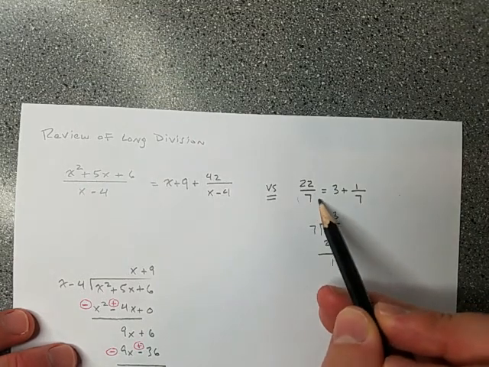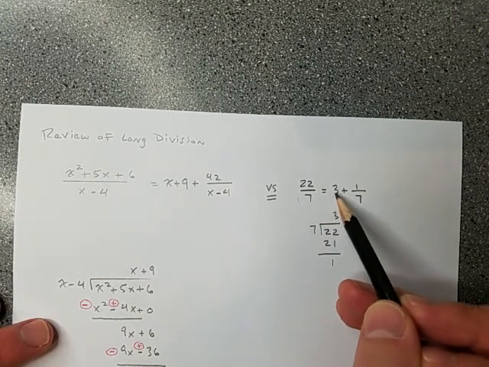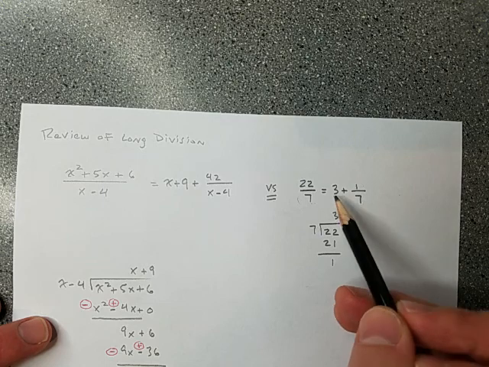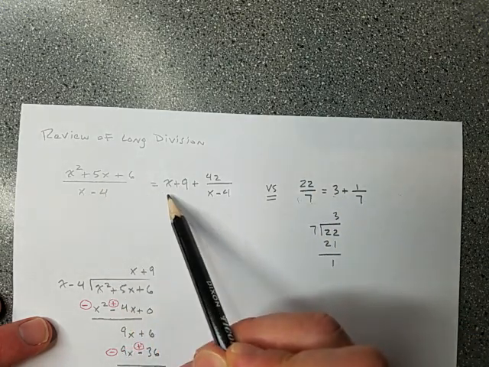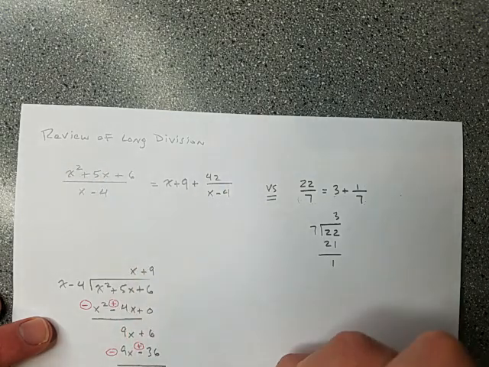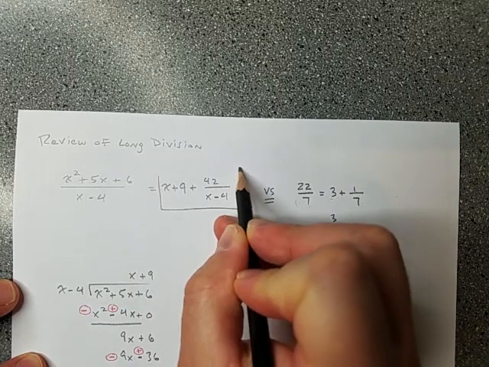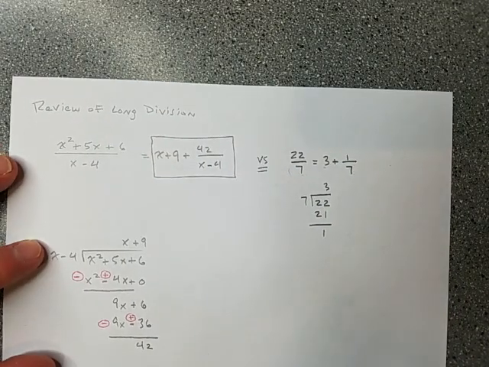If I take 7 times 3 and 1 over 7, I should get 22, do I? What's 7 times 3? It's 21. What's 7 times 1 over 7? It's 1. 21 plus 1 is 22. Same thing here. If you take x minus 4 times x plus 9 and then add 42, you'll get that top part right there. Okay? All right. So anyway, let me give you this as my answer. There's a very quick reminder about how long division works. Okay? All right. Now let's go back to this one.